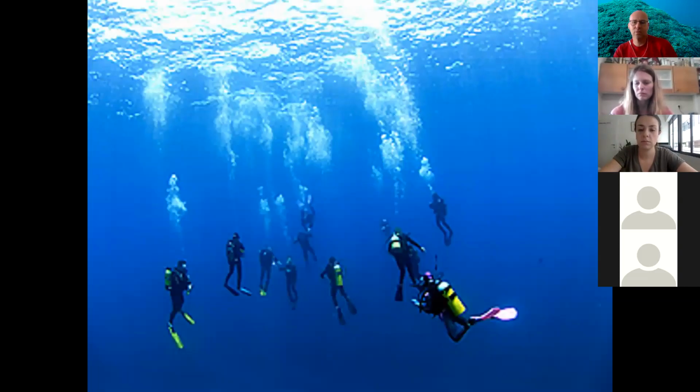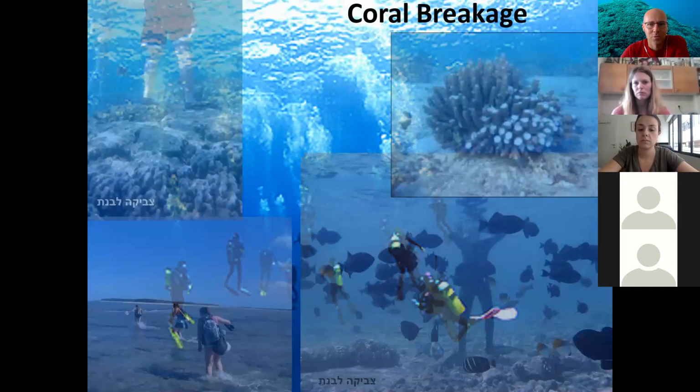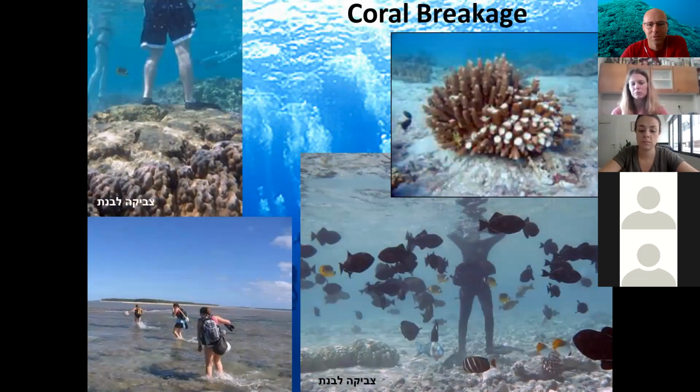All right, let's go to direct effects. Direct effects are usually about humans in the water, direct human impacts. So coral breakage, probably the biggest thing we can find, especially here in Eilat. You can see people stumbling and walking on coral reefs, and you can see huge coral breakage. I'm not going to talk about this because Daniela is going to talk about this, right?